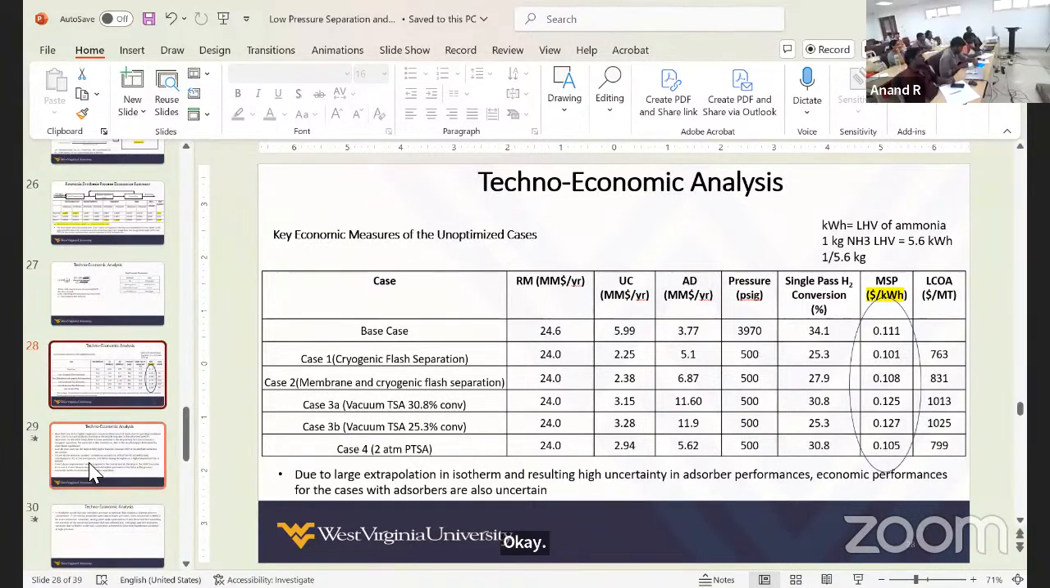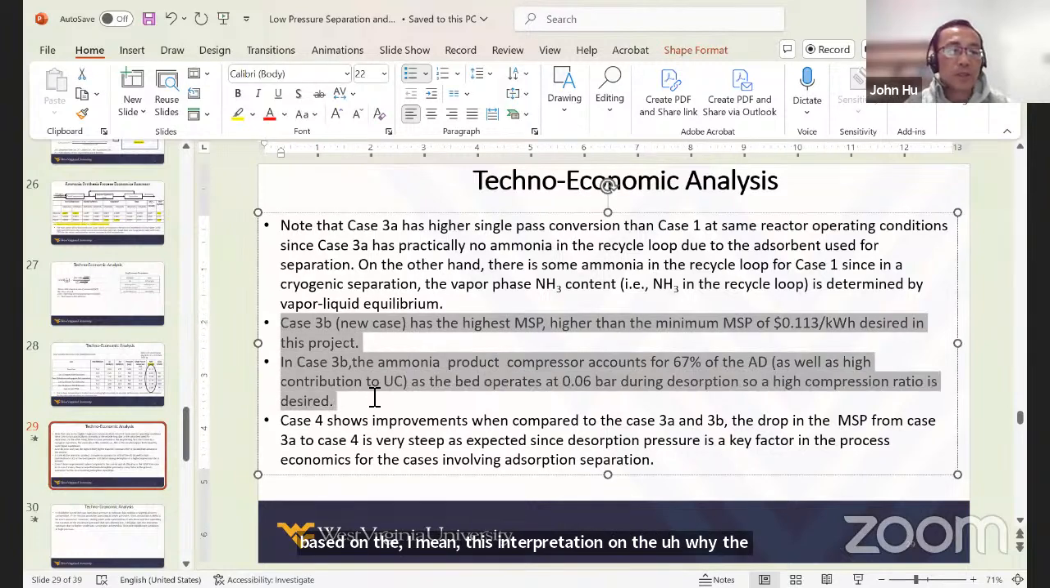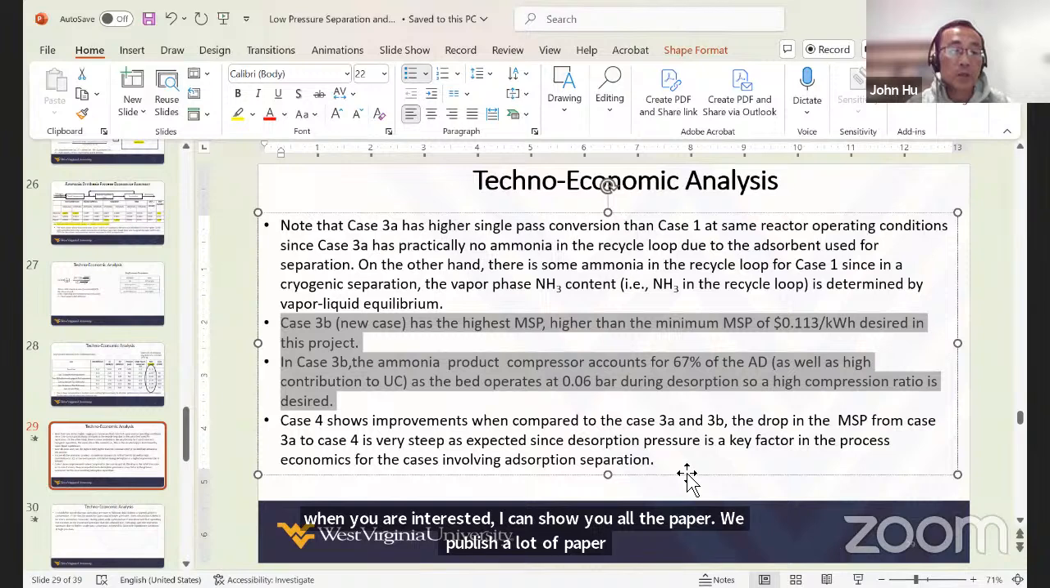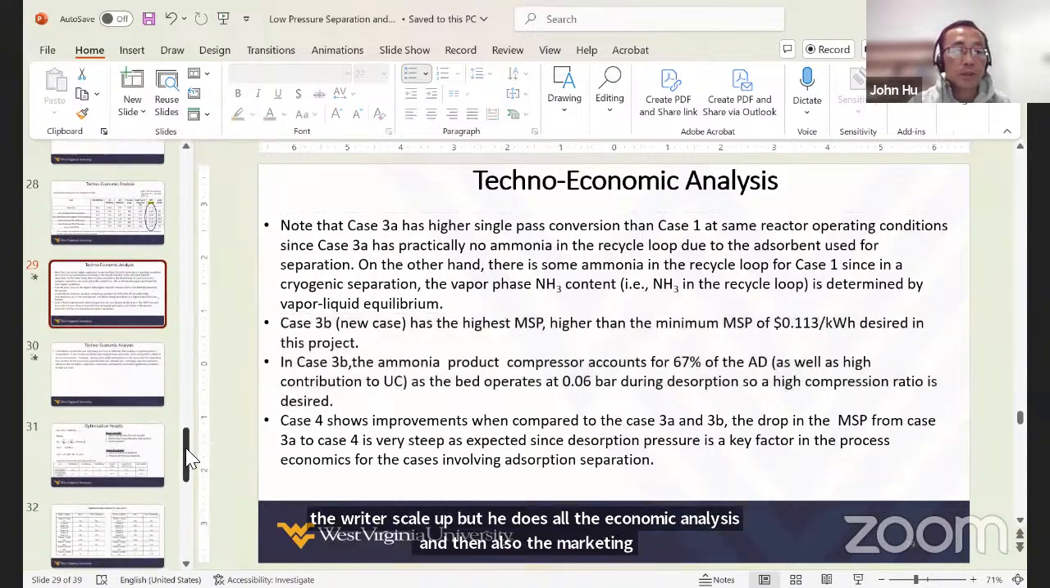All right, so let's continue. This is the basic interpretation of why 3A and 3B don't make money. I don't want to spend too much time on it. If you are interested, I can show you all the papers. We published a lot of papers on ammonia, and those papers were led by Dr. Devanshu Bhattacharya. Dr. Bhattacharya and I work together. I'm in charge of the entire project on reactor scale-up, but he does all the economic analysis and also the marketing. All right, let's keep going.